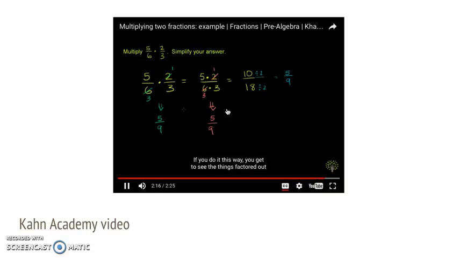If you do it this way, you get to see the things factored out a little bit more, so it's usually easier to recognize what's divisible by what. Or you could do it at the end and put things in lowest terms.